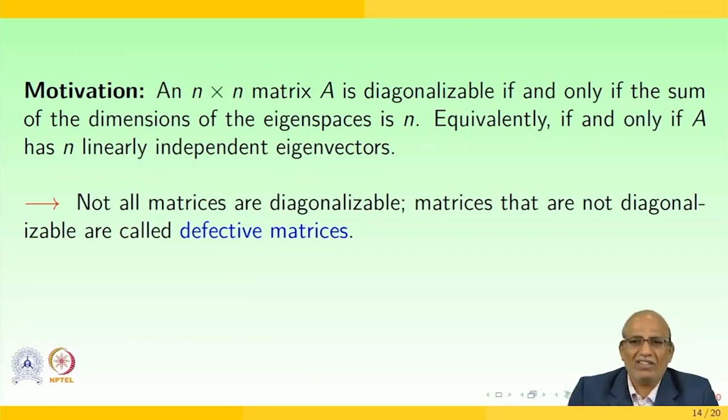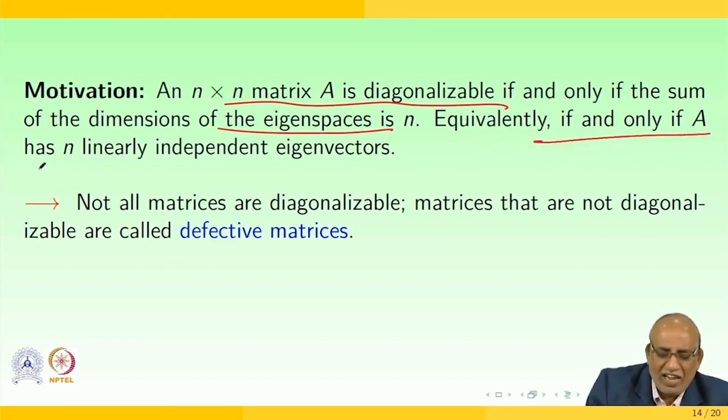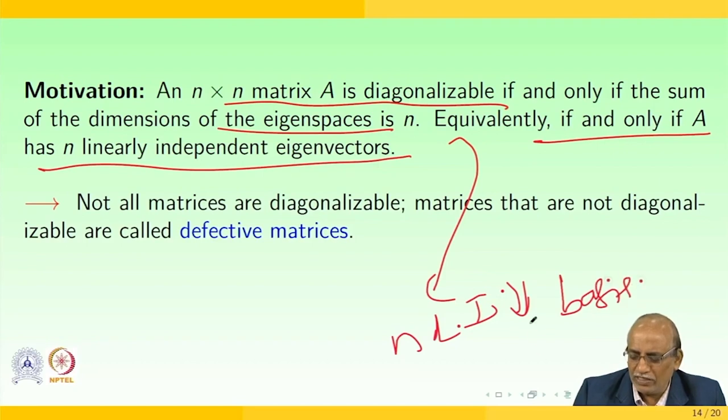Now, with this motivation, what we could extract is, an n by n matrix A is diagonalizable. So, what is the greatness about the diagonalizable? If it is diagonalizable, we can make much simpler computations, thereby we can get the solutions. An n by n matrix A is diagonalizable if and only if the sum of the dimensions of the eigenspaces is n, equivalently if and only if A has n linearly independent eigenvectors. So, if it has n linearly independent eigenvectors, then it becomes a basis. So, once it becomes a basis, it will have the rank, right?